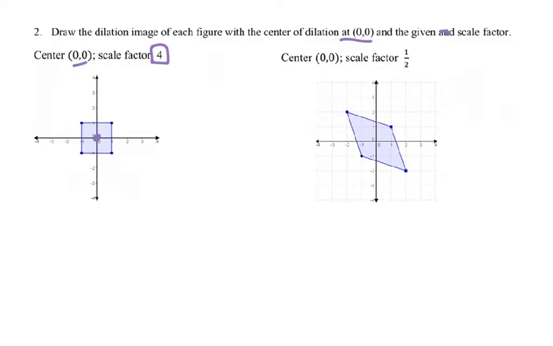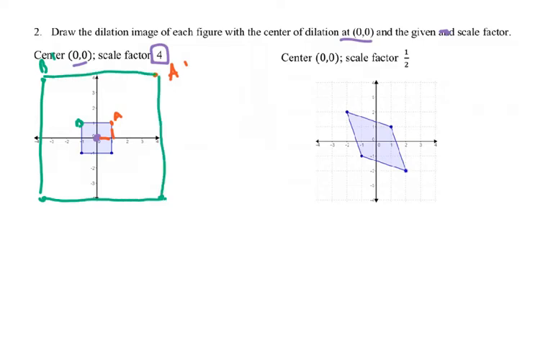If you're starting at the center of dilation, everything is based on the relationship to the center. To get this vertex, I go over 1 and up 1, so I'm just going to go over 4 and up 4 to get my A prime. To get B prime, we go back 4, up 4. Same thing with the other points. When it's centered at 0, 0, it's pretty straightforward to do a dilation or a reduction, and that's how that's going to look.